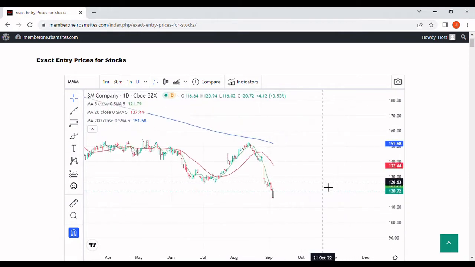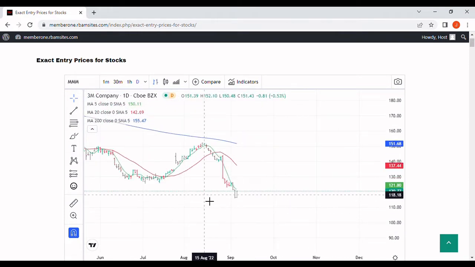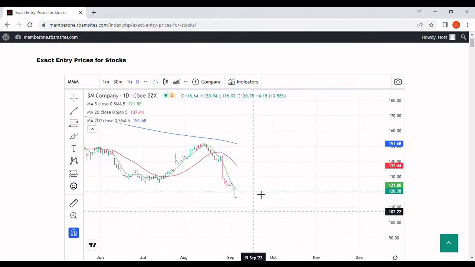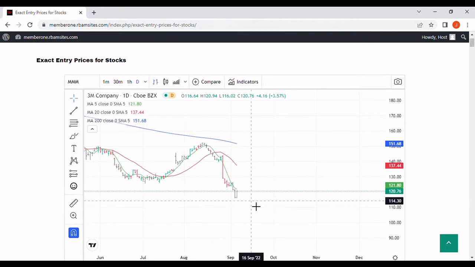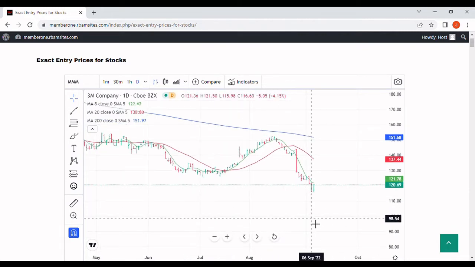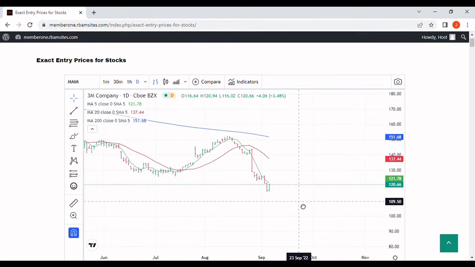So here's where we are the last couple of weeks. We peaked out roughly in the middle of August and been in a steep bear market decline ever since. Keep in mind the overall trend's down, bear market, and the short-term trend is down. We're below the 200, below the 20, below the 5-day moving average, and price is making new lows. So we're down about $1.15 and change today.